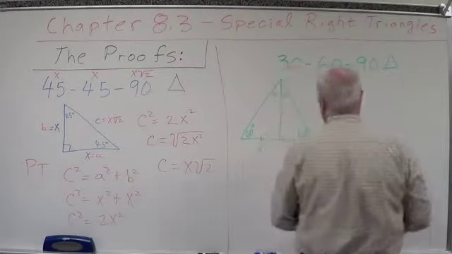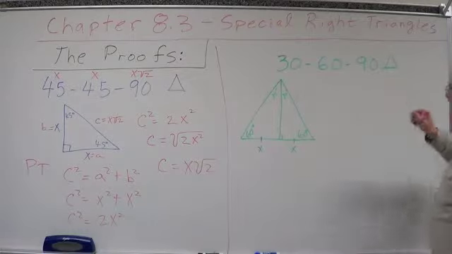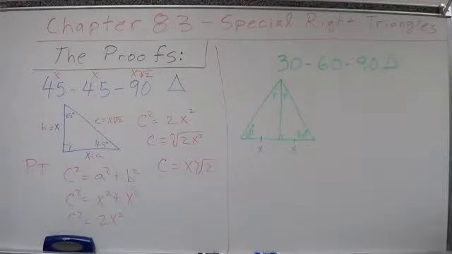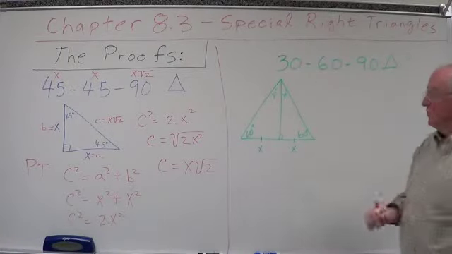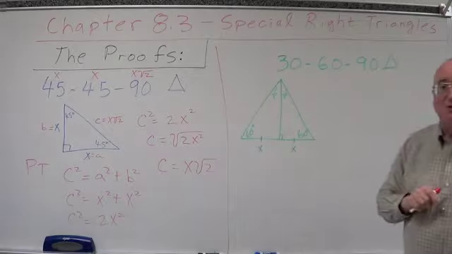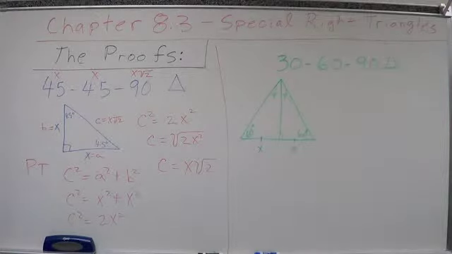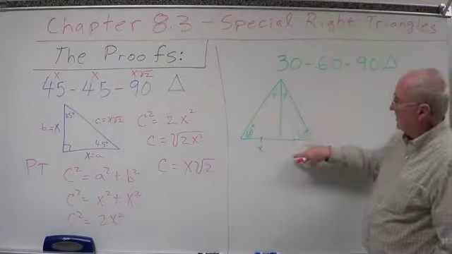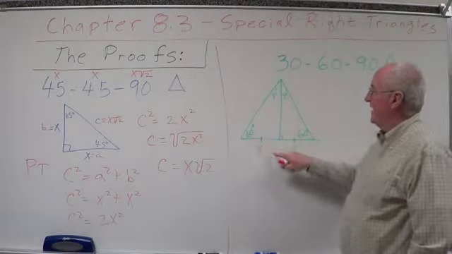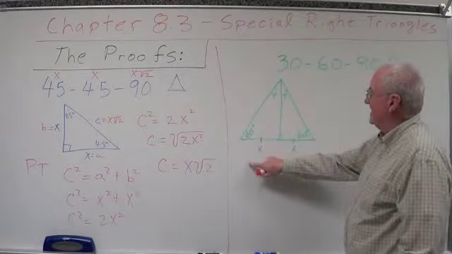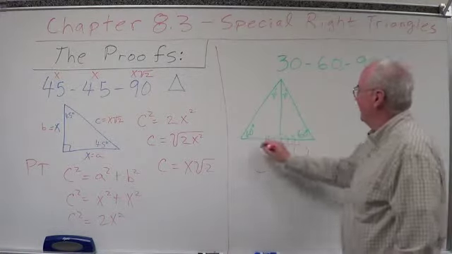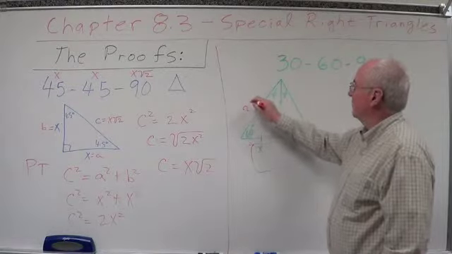Pretty simple to do. Here's a 30, 60, 90 degree triangle, and we're going to prove it. Now, in order to prove it, we need an equilateral triangle. Okay? All the angles are 60 degrees, all the sides are equal. What we're going to do is drop an altitude from one of those vertices, and we're going to cut the other side in half, and we're going to name one half of that side x. Well, if one half of that side is x, this right here is 2x, so we're going to call this 2x.